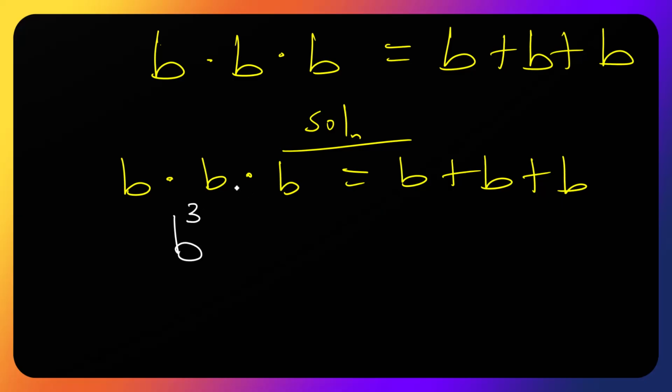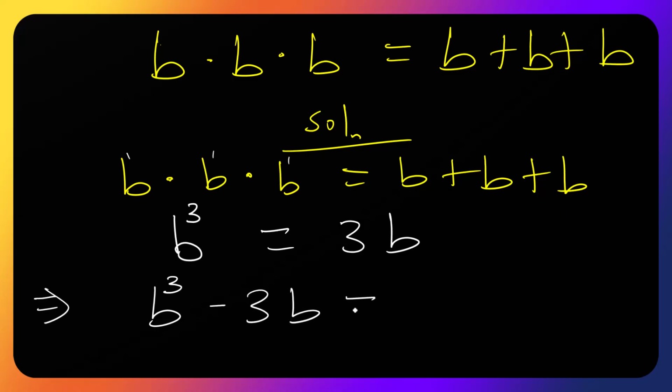If you want to understand it, let's assume that this side is 1, this side is 1, this side is 1. The bases are the same and we are multiplying, so we just add the powers. So 1 plus 1 plus 1 is 3, and b plus b plus b will be 3b. So we have b cube equals 3b. Now let's arrange this one, and it's the same as b cube minus 3b equals 0.